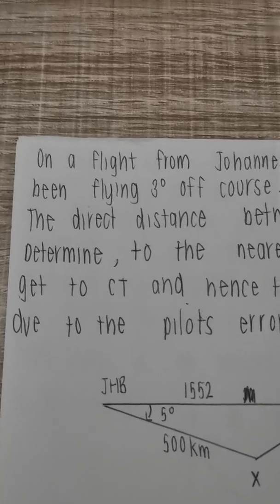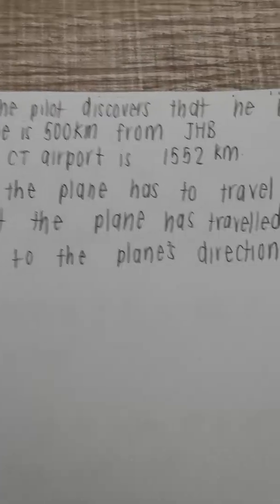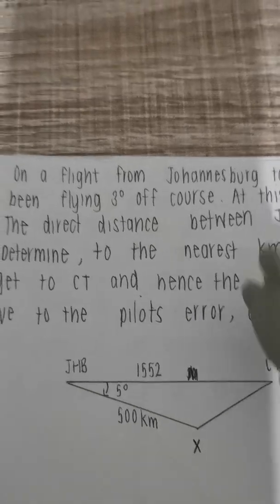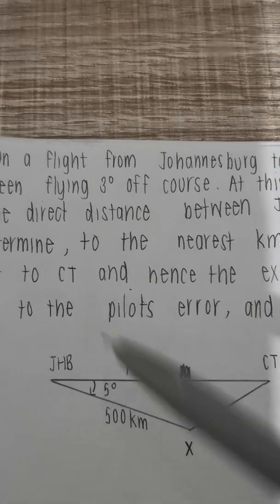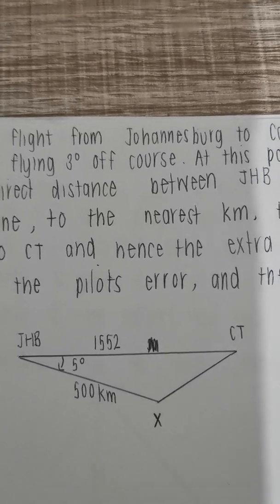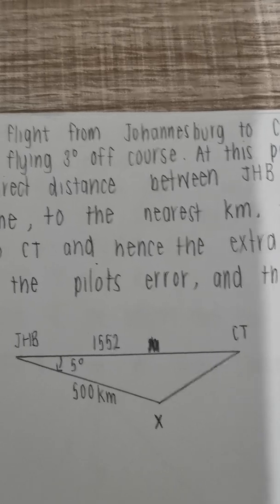So it's a real life application question. It's saying on a flight from Johannesburg to Cape Town, the pilot discovers that he has been flying 3 degrees off course. Okay, so that part there is very important, the 3 degrees off course. We know that we're going from one place to another, so we're going to just assume a straight line, although it's moving now 3 degrees off that particular straight line.